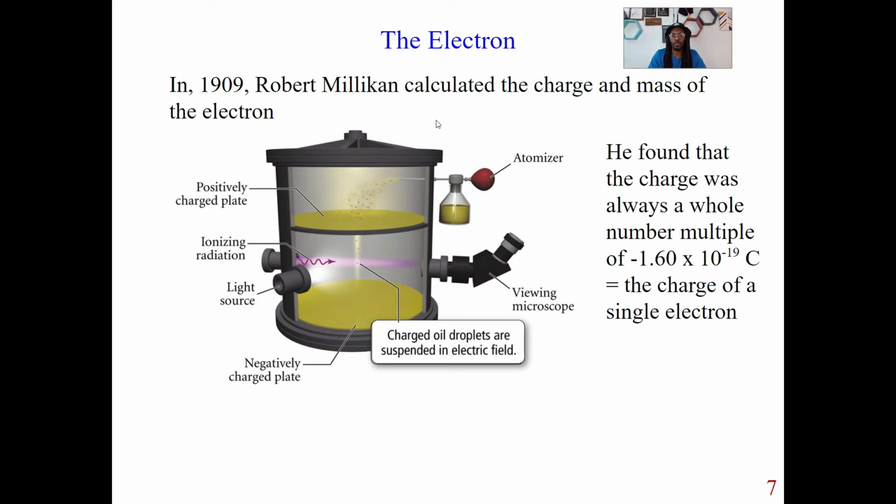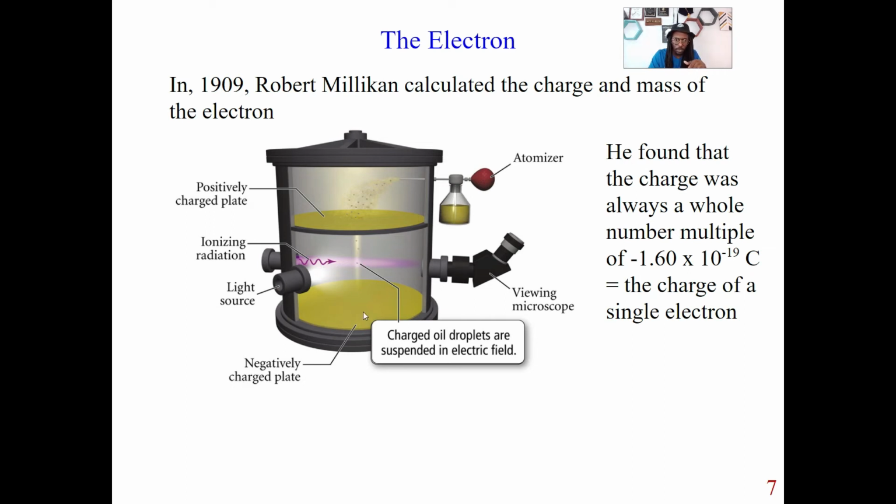In this history lesson, in 1909, another man, Robert Millikan, calculated the charge and mass of the electron. That's what he did with this experiment. He has a microscope where he's able to look at oil droplets. He sprays those oil droplets across this positive charge plate, where we see that they fall through. But we have this ionizing radiation, which is going to give energy to these droplets.